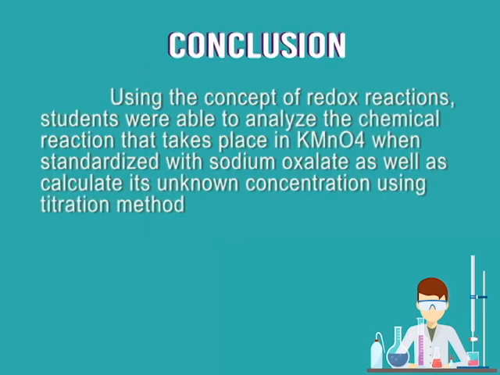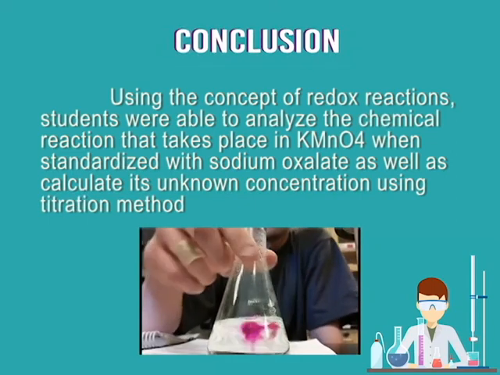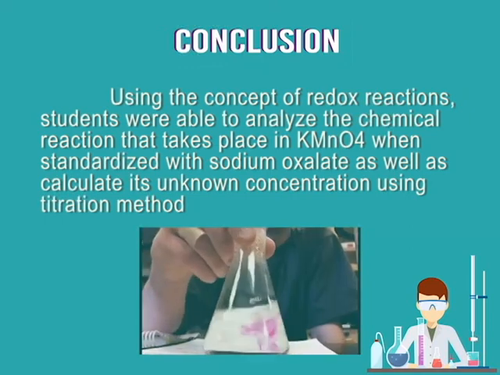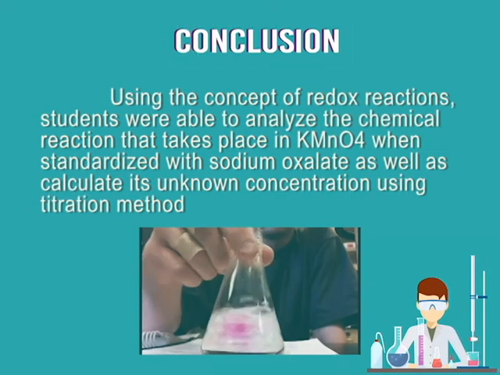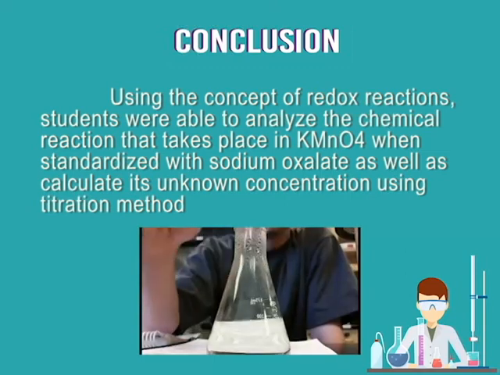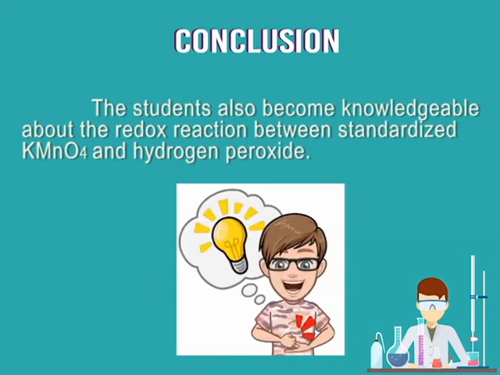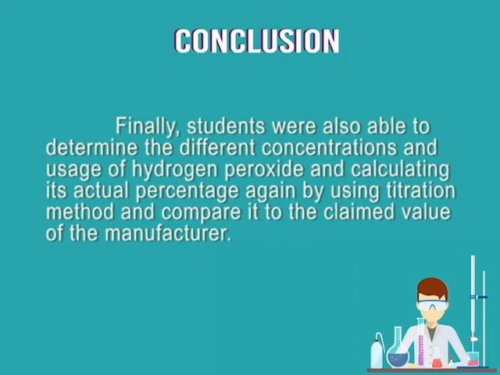In conclusion, using the concept of redox reactions, students were able to analyze the chemical reaction that takes place in potassium permanganate when standardized with sodium oxalate, as well as calculate its unknown concentration using the titration method. The students also became knowledgeable about the redox reactions between standardized potassium permanganate and hydrogen peroxide. Finally, students were able to determine the different concentrations and usage of hydrogen peroxide by calculating its actual percentage using the titration method and comparing it to the claimed value of the manufacturer.